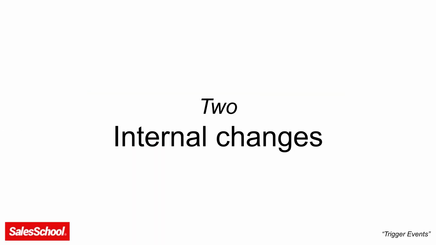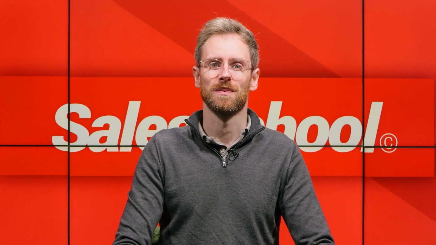Number 2, we're looking at internal changes. So internal changes within a buyer's organization is often a trigger event. It could be a change in the company's location, a change in people, priorities, or anything else that makes the current status quo now unmanageable. And if you've been selling for more than a couple of years, I'm sure you will have experienced this firsthand. And I've experienced this as well.